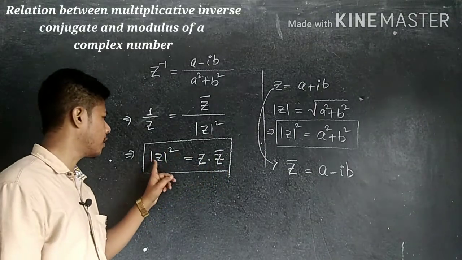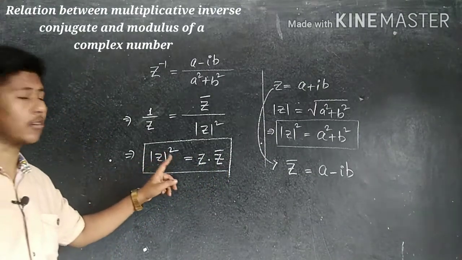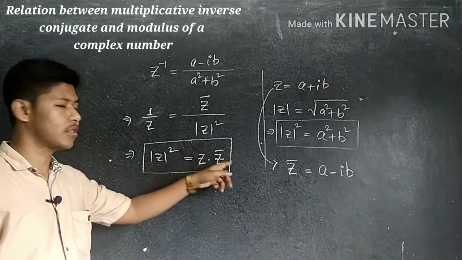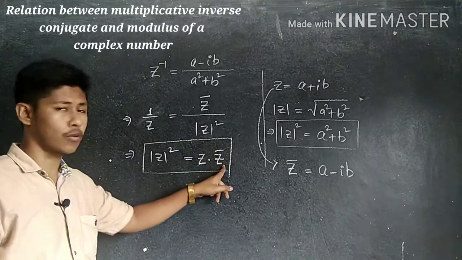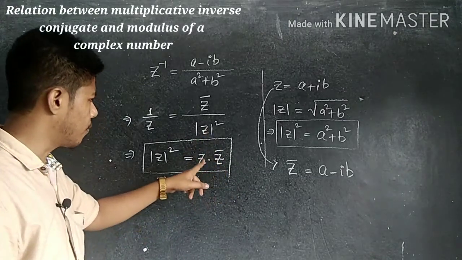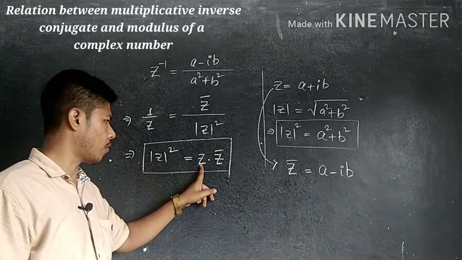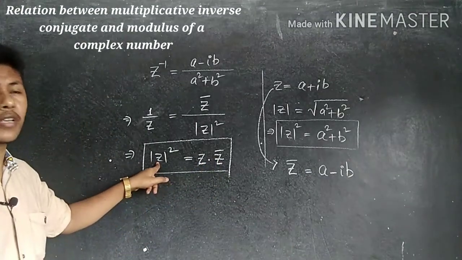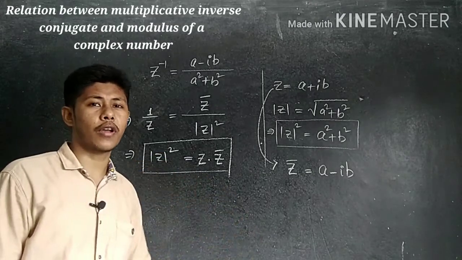If anywhere we get modulus of Z square, that means we get a complex number, and in its place what can we write? Z into Z bar. That means complex number into its conjugate. Or if anywhere we get a complex number and its conjugate, then in place of this one what can we write? We can write modulus of Z square also. This one is a formula here.